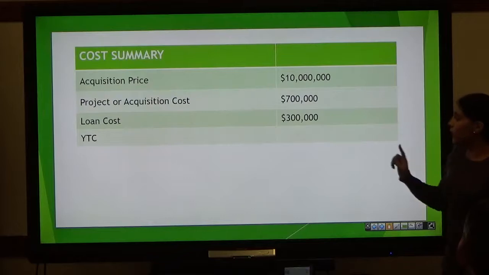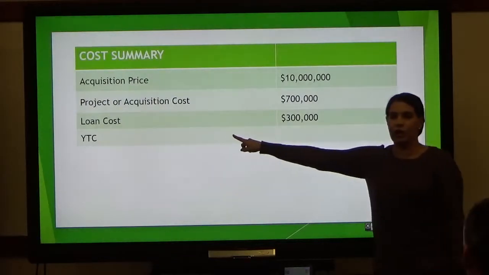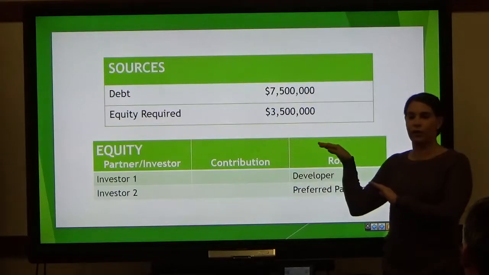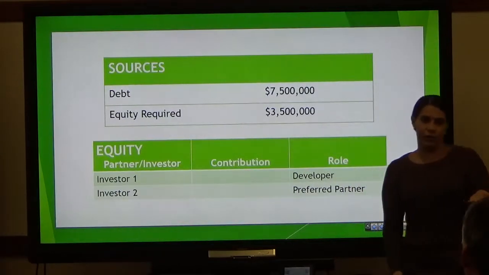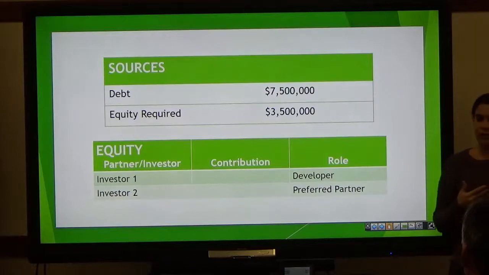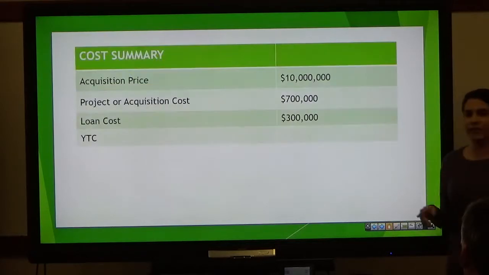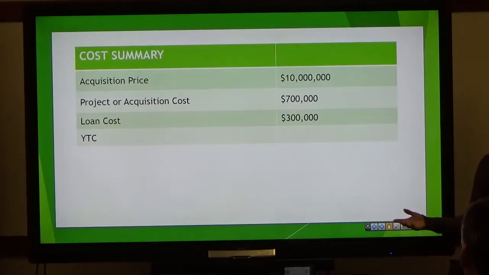Then the cost summary, I added the yield to cost, and I left it blank just to show that that was not part of the model that was given to us, but that was something that I also included in my presentation, and I think it's nice to include, and it's important for the developer.